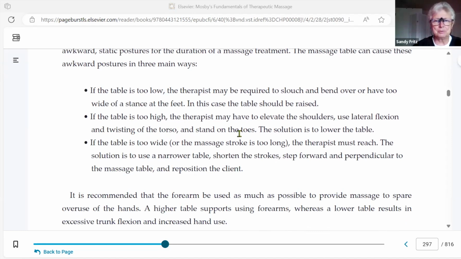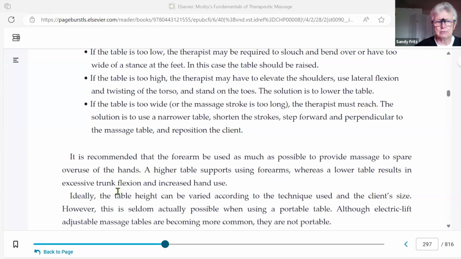You don't want the table too high, but for goodness sakes, you don't want it too low. And that's what I see over and over and over. The table is too low. There's a misconception that you're going to be able to apply more pressure if the table is lower. And that is not accurate. So not too high, but really not too low, and not too wide either. If you're reaching across, that is not going to be conducive to good body mechanics. So if you have a wide table, then you're going to need to have people scoot back and forth.